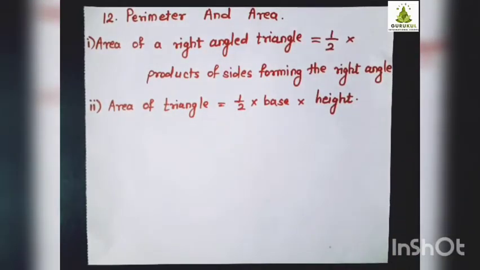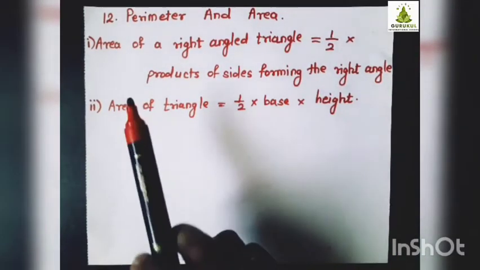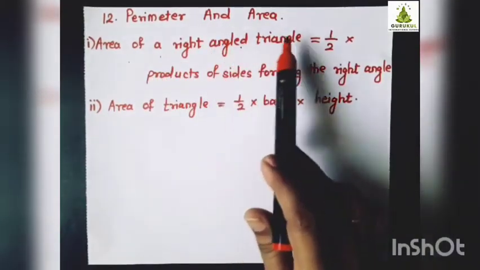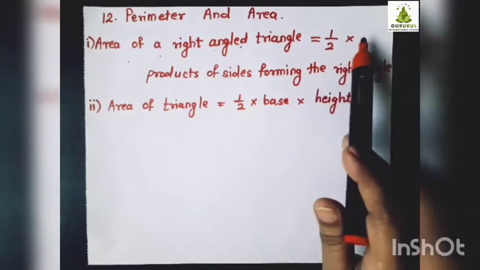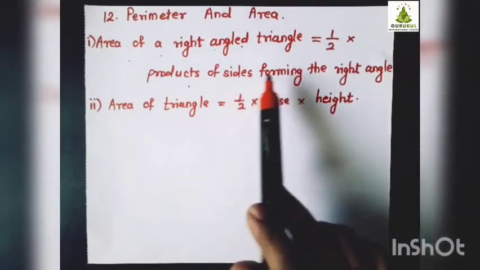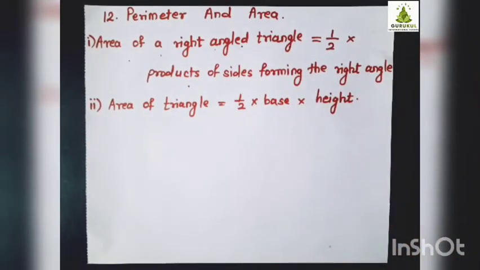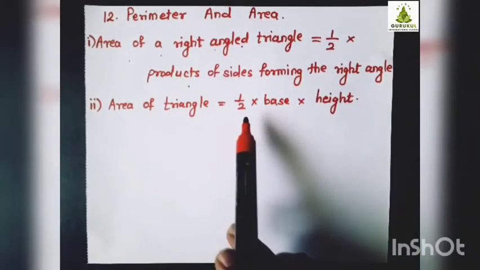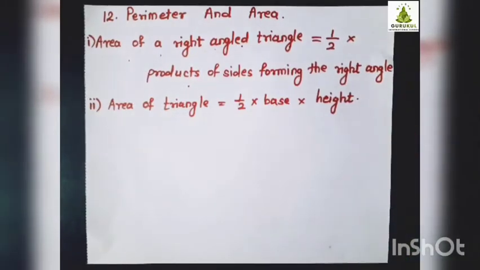Now we have in our portion two formulas. First one, area of a right angle triangle is equal to half into products of sides forming the right angle. And second formula, area of a triangle is equal to half into base into height.